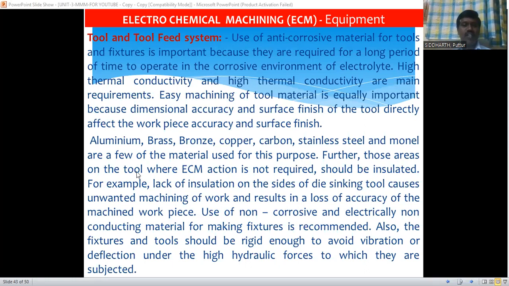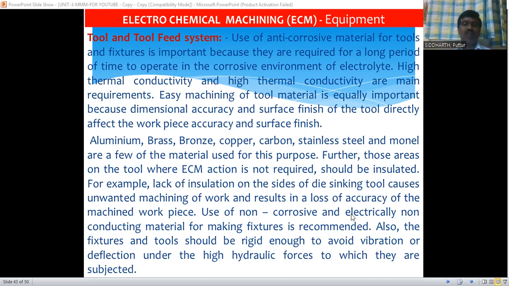Further, those areas on the tool where ECM action is not required, meaning the sides of the tool, should not require any machining. You should not create any machining process there, so they should be properly insulated. For example, the lack of insulation on the sides of the die sinking tool causes unwanted machining of the work and results in loss of accuracy of the machined work. So from the sides, we should not require any machining process. So the sides of the tool are properly insulated by means of insulating material.